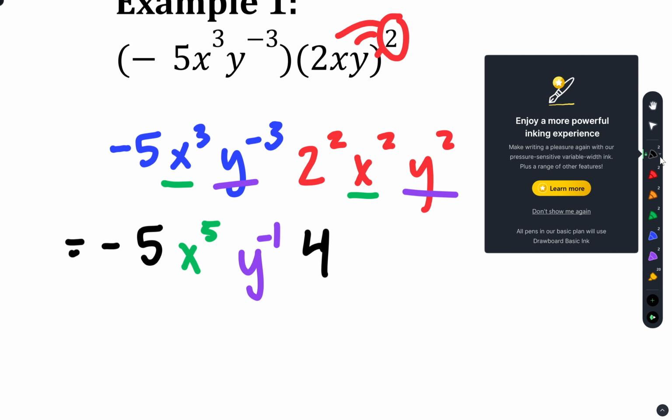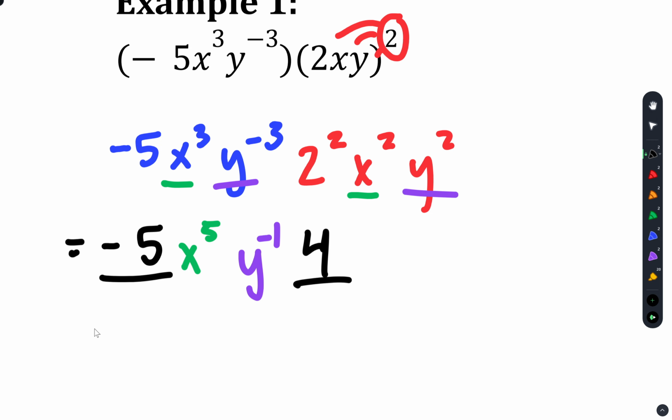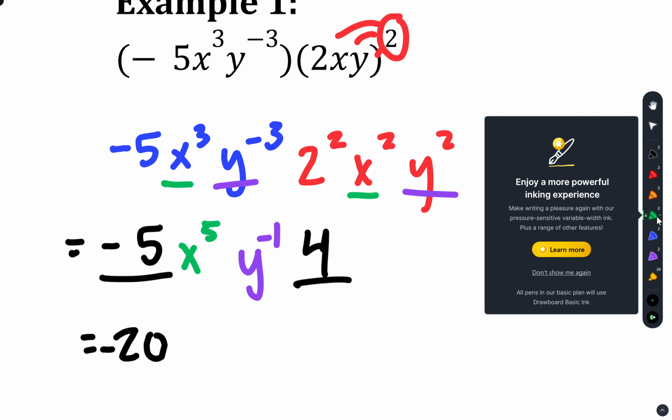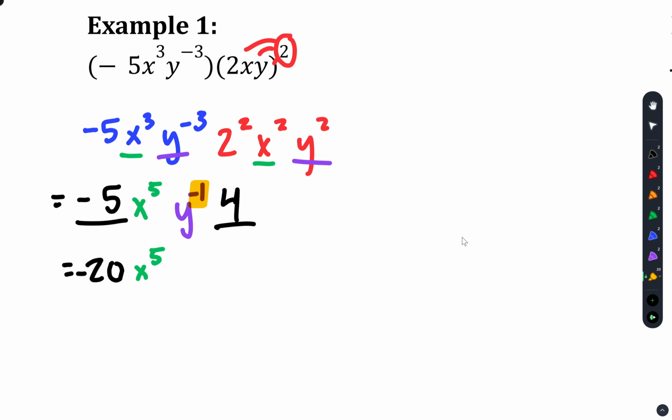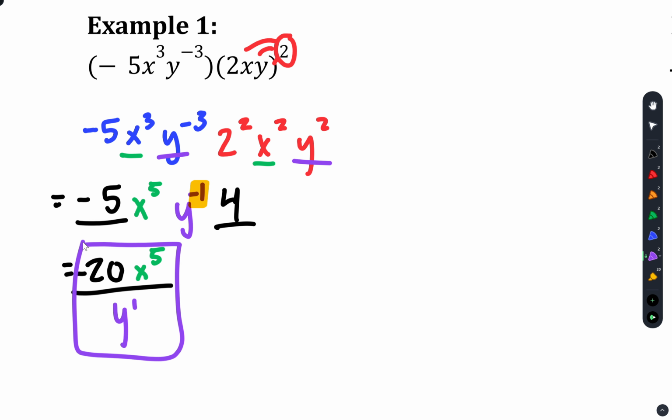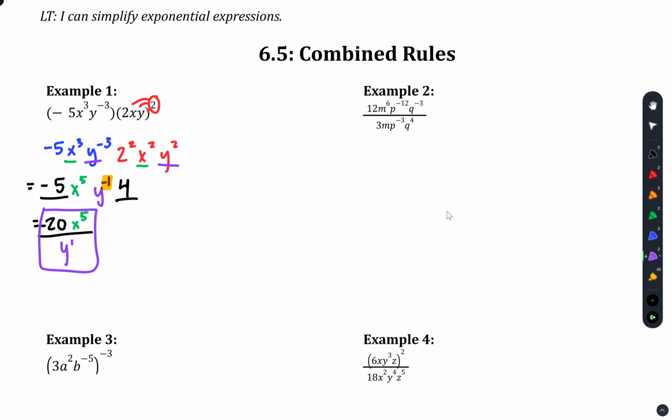All right, so then these bases here, -5 and 4, those can come together to make -20. X to the 5th is all good. What happens to this y to the -1st power? It's going to go down to the bottom, so it should be over y to the +1st power. Any questions on that one? All right, we're going to keep trucking through.